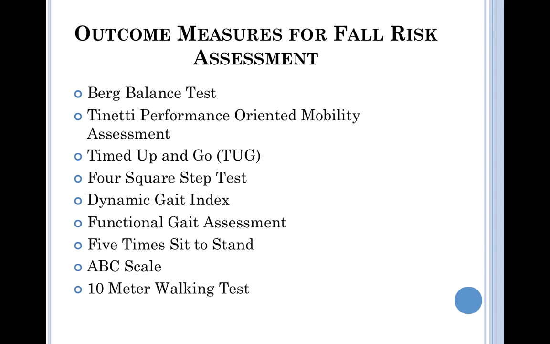So some of these tests that you can pick from are your Berg Balance, a Tinetti Performance Oriented Mobility Assessment, and your Tinetti test involves a balance portion and a gait portion to test them. You have a timed up and go, a 4-square step test, a dynamic gait index, a functional gait assessment, 5 times sit to stand, an ABC scale, and a 10-meter walking test.